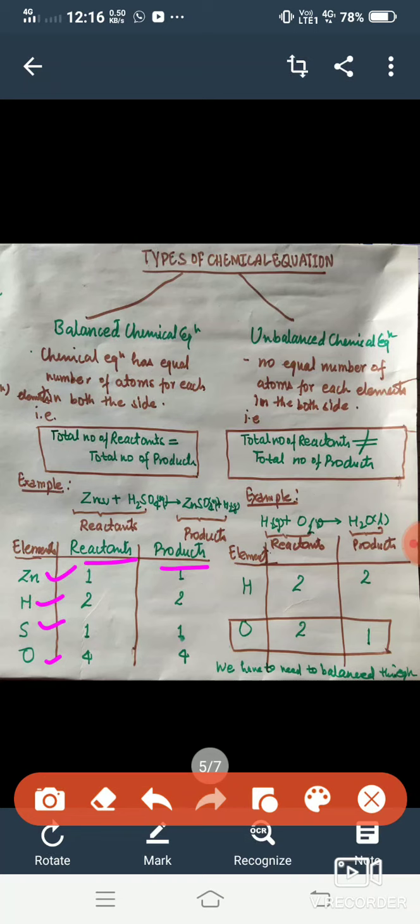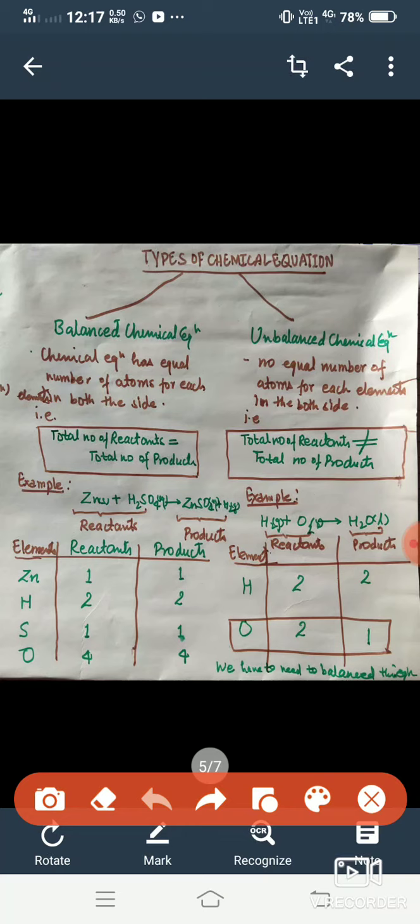The number of zinc atoms on the reactant side is 1 and on the product side 2. The number of hydrogen atoms on the reactant side is 2 and on the product side also 2. The number of sulfur atoms on the reactant side is 1 and on the product side also 2. And the number of oxygen atoms on the reactant side is 4 and on the product side also 4. So if we see all the atoms on the reactant and product sides are equal, we can say that this is a balanced chemical equation.